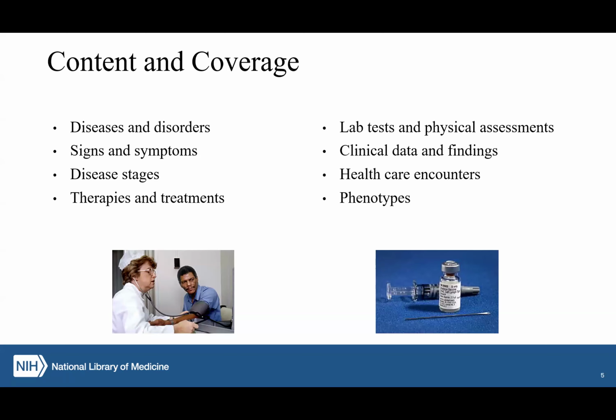And today, OGMS has expanded its coverage to incorporate things in addition to diseases and disorders, such as lab tests and different types of physical assessments, signs and symptoms, clinical data and findings, disease stages, therapies, et cetera, et cetera.